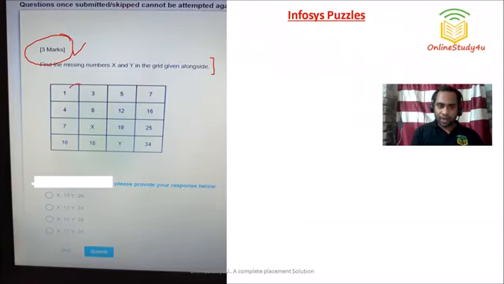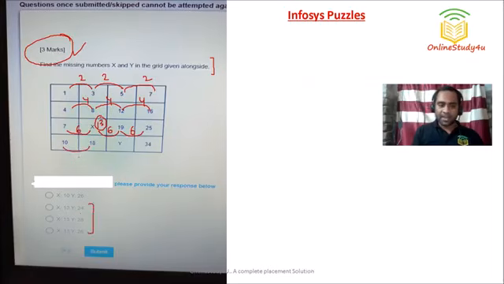You have 1, 3, so there is a gap of 2. Then 4 plus 4 is 8, 8 plus 4 is 12, and 12 plus 4 is 16, so there is a gap of 4. Then here we can see 19 plus 6 will be 25, so here also there should be a gap of 6. So 7 plus 6 will be 13, and then 13 plus 6 will be 19. So definitely starting with 3 will be your answer.